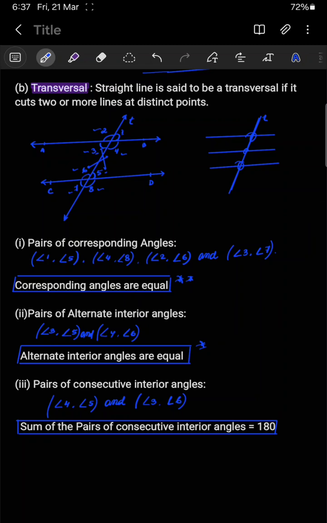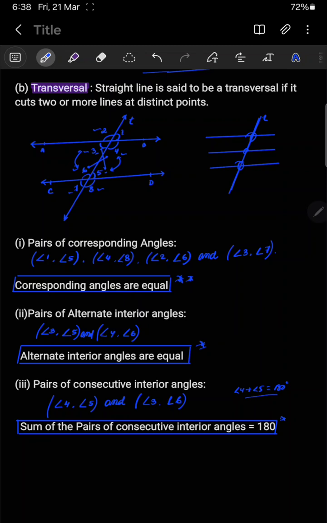The last concept is the pairs of consecutive interior angles. Angle 4 and angle 5 are consecutive interior angles. Then angle 3 and angle 6 are also consecutive interior angles. The important concept here is that the sum of the pairs of consecutive interior angles is 180 degrees. If you add angle 4 plus angle 5, you will get 180 degrees.